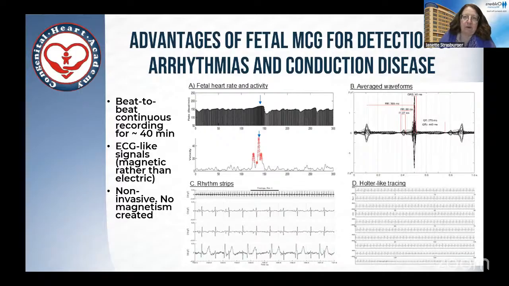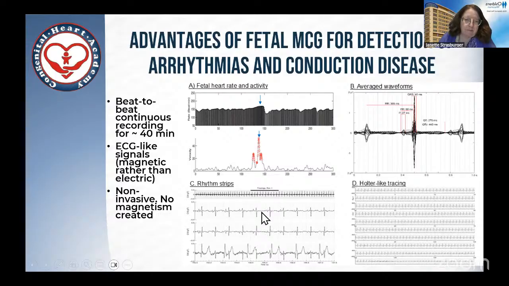So in terms of what are some of the advantages of FMCG, we can determine a lot of arrhythmias just by echo alone. And so here's what I consider the advantages. The first is that we have beat-to-beat continuous recordings, and that allows us to pick up little brief things that may not show up. It allows us to look at, as you see in the upper left, fetal movement here in red, the red circles, and you can see changes in heart rate over time, which is a heart rate trend graph there.